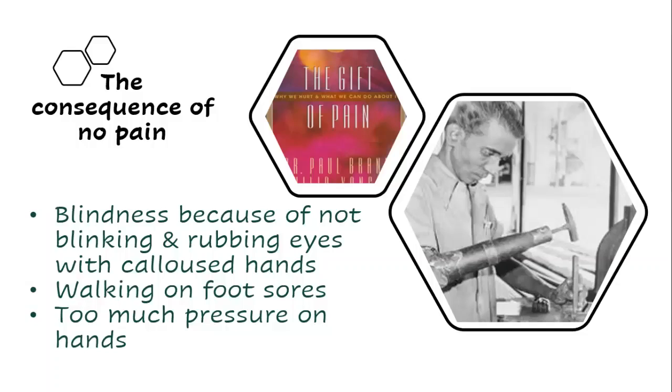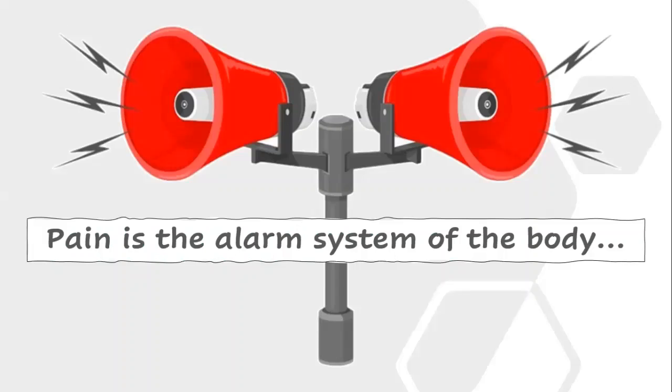So these patients would become blind because they don't have the urge to blink anymore. Or they rub their eyes with calloused hands, scratching the corneas and not being aware of it. They tend to walk on foot sores or put too much pressure on their hands, causing damage and even losing a limb because of it. And that is why we say that pain is the alarm system of the body.